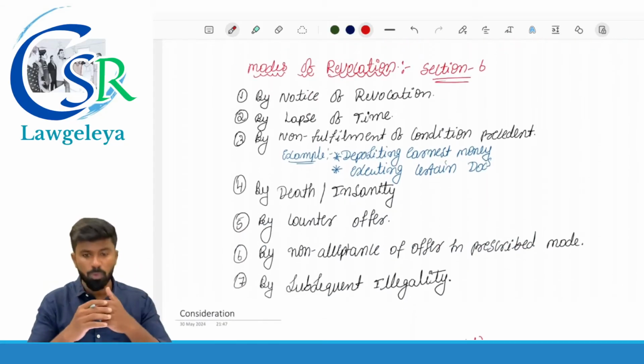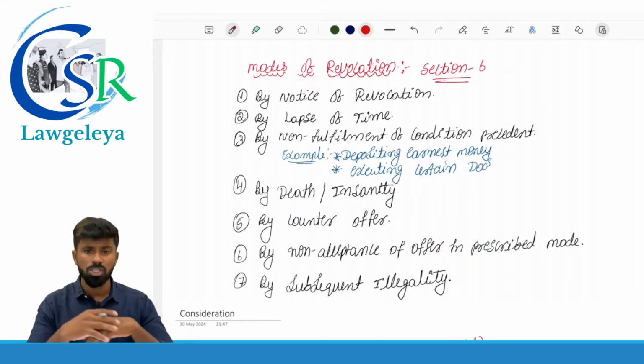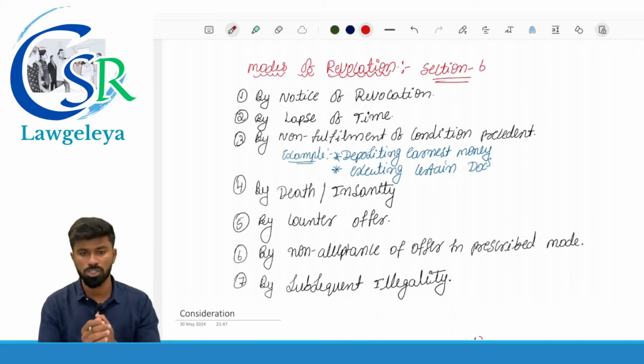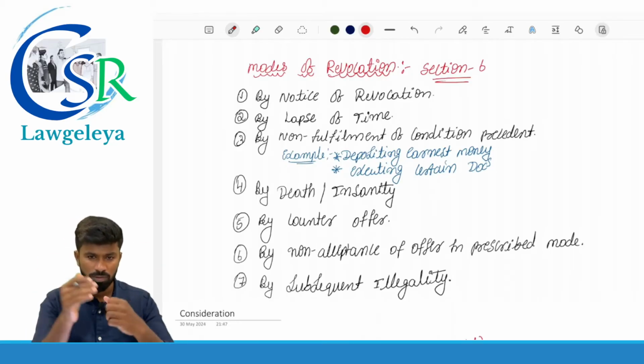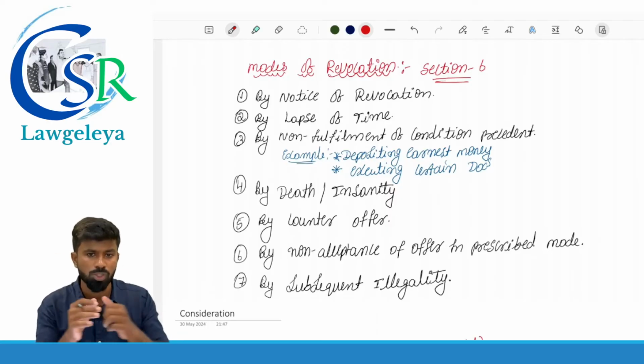Section number 6 provides the modes of revocation. There are various modes or various situations in which the offer comes to an end. What is the first one? By notice of revocation. Offerer gives a notice of revocation before the offer acceptance is complete against him. Offer comes to an end.